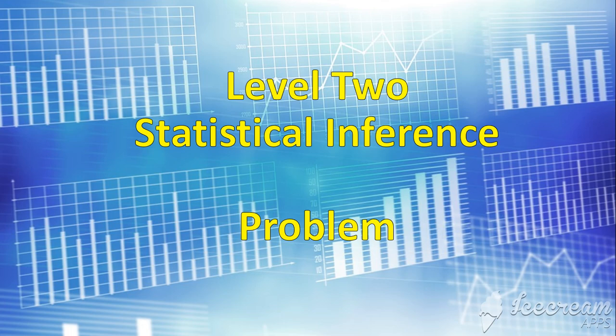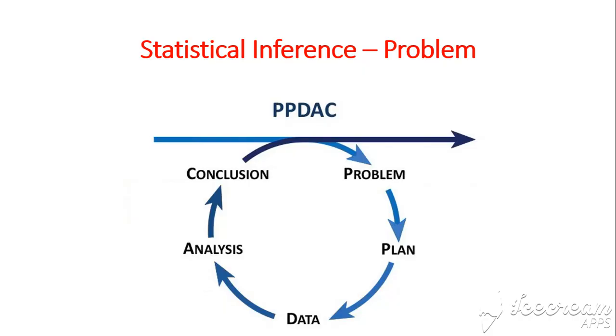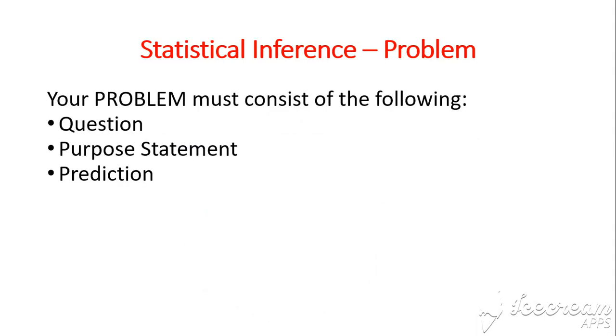We're going to start the ball rolling with discussing the problem. Now in the statistical cycle, PPDAC, we start with the problem, we develop a plan, collect our data, complete the analysis, and write some conclusions. So we're going to focus on what is the problem. Now your problem must consist of the following: a question, a purpose statement, and a prediction.